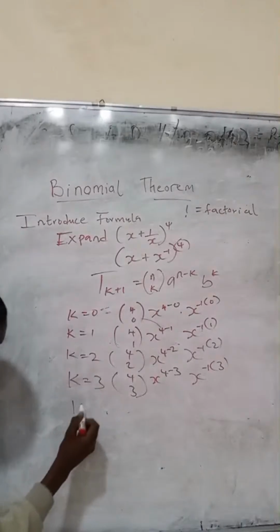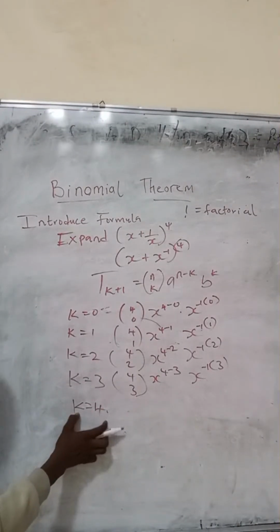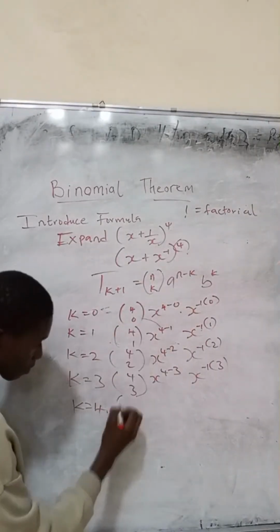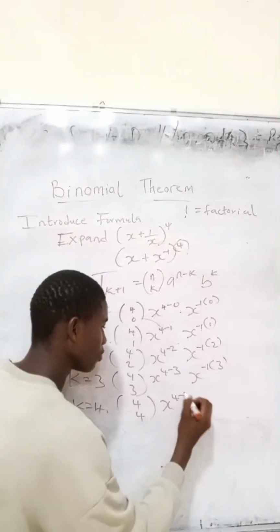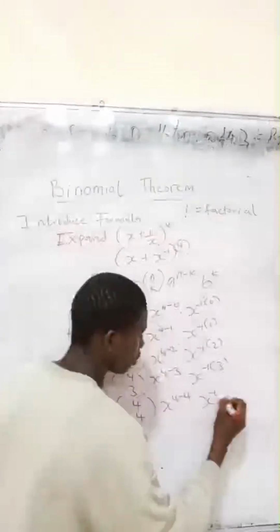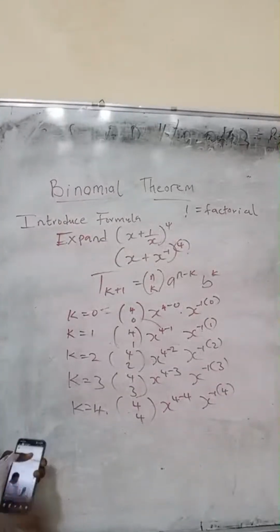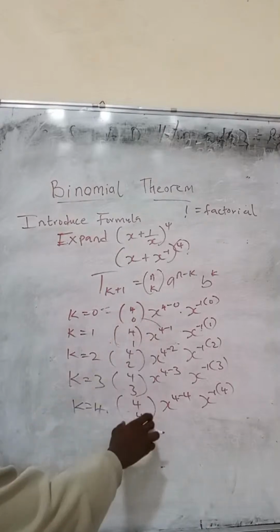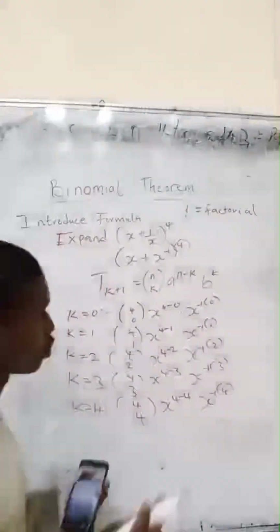So the last one, K is equal to 4. You are going to be increasing the value of K until it gets to the value of this n. So we are having 4, 4, we have x^(4 minus 4), we have (x minus 1)^4. So that's that for this. So let's compute this real quick, the first time we solve for this particularly. Understand? So let's just get the values without wasting our time.